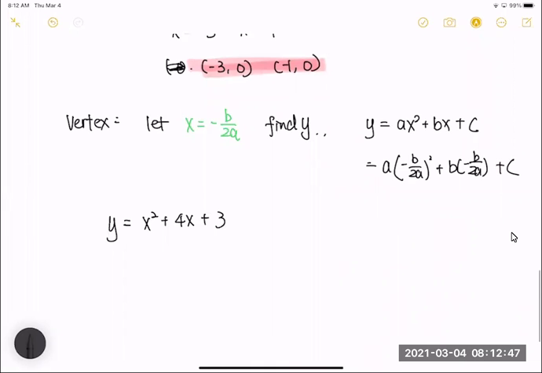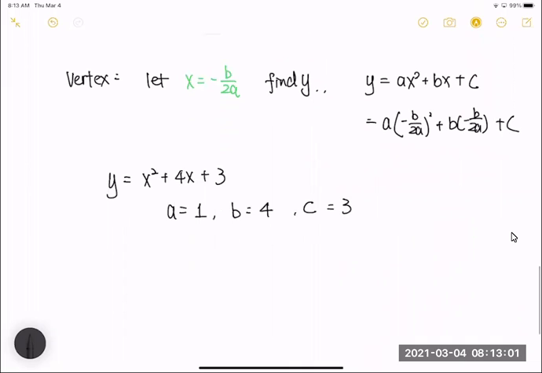The first step is you want to identify what's a, b, c. a equals 1, b equals 4, c equals 3, right? So by the equation of the axis of symmetry, we know that x equals negative b over 2a. So I have b equals 4, a equals 1, so this equals negative 2.